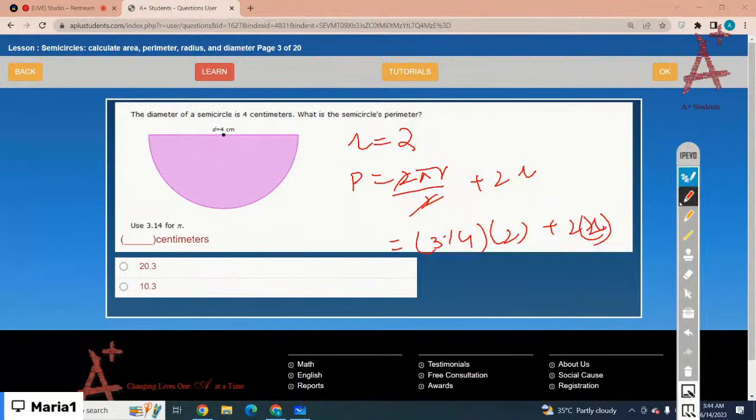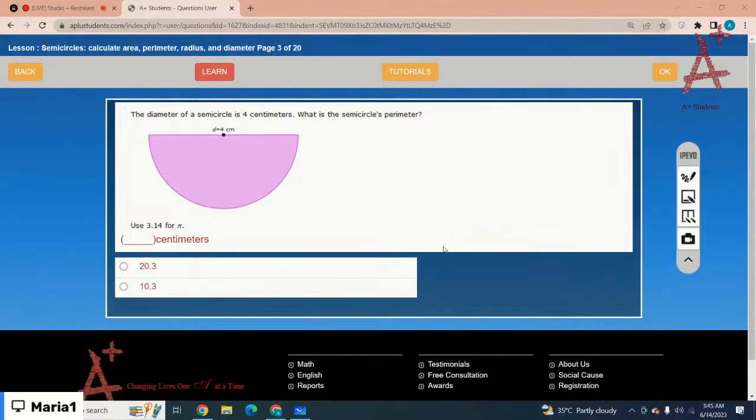2 times 3.14 is 6.28, and plus 4 would be 10.28. And you can round off the answer, so it would be 10.3. Got it? The second option is the correct one. Okay, you can complete the test by yourself later today.